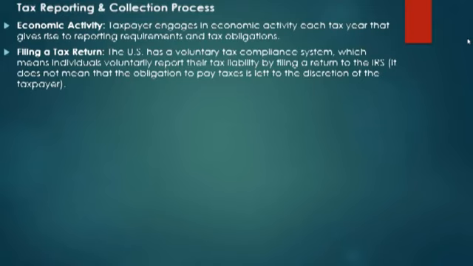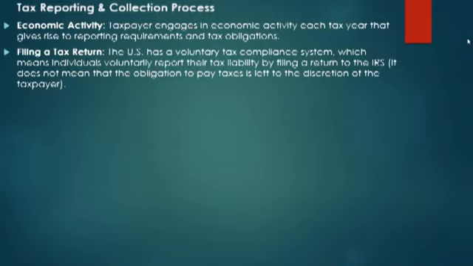But one thing to discuss is that the U.S. has a voluntary tax compliance system, which means the individuals voluntarily report their tax liability by filing a return to the IRS. It, of course, does not mean that the obligation to pay taxes is left to the discretion of the taxpayer. You have to pay your taxes. If you don't, the IRS comes and does a whole bunch of nasty things to you, garnishes wages, levies your property, all sorts of things.